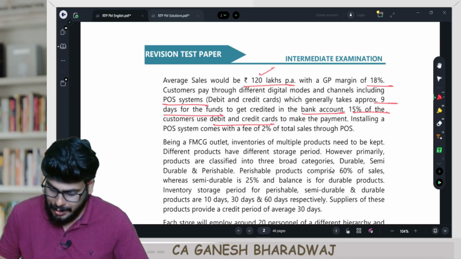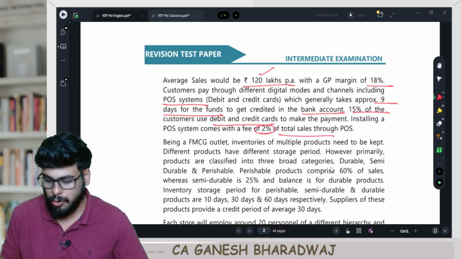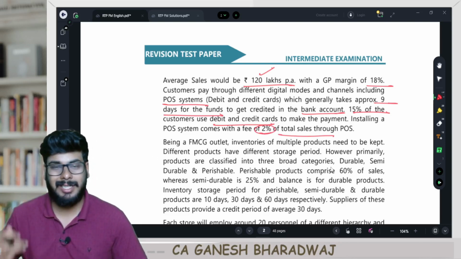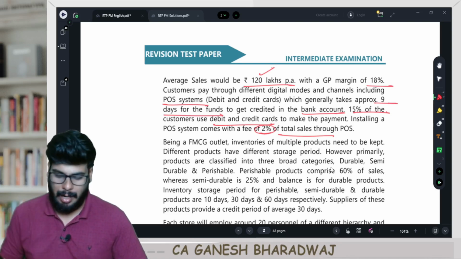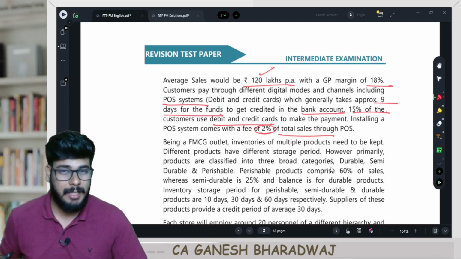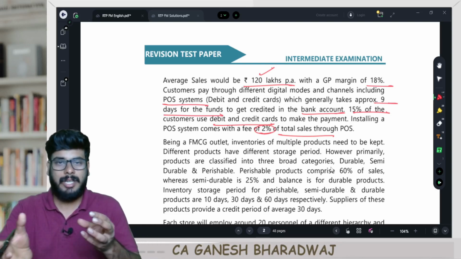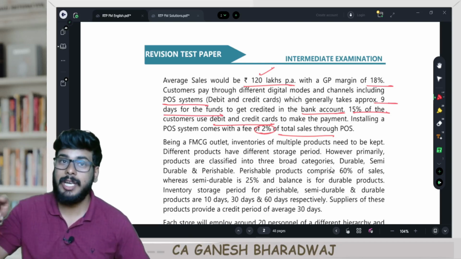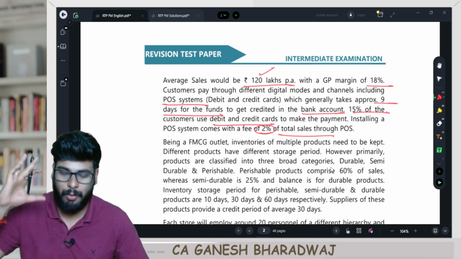Okay. Installing a POS system comes with a fee of 2% on total sales to POS. Obviously, the card merchants will not give you the entire amount. They will deduct 2% and only the balance they will remit to you. Technically speaking, this is a selling and distribution cost. Are you clear with this? They deduct this fee and only then give it to you. Are you clear with this? But this is only on whatever amount is received through the point of sale, the POS machine.